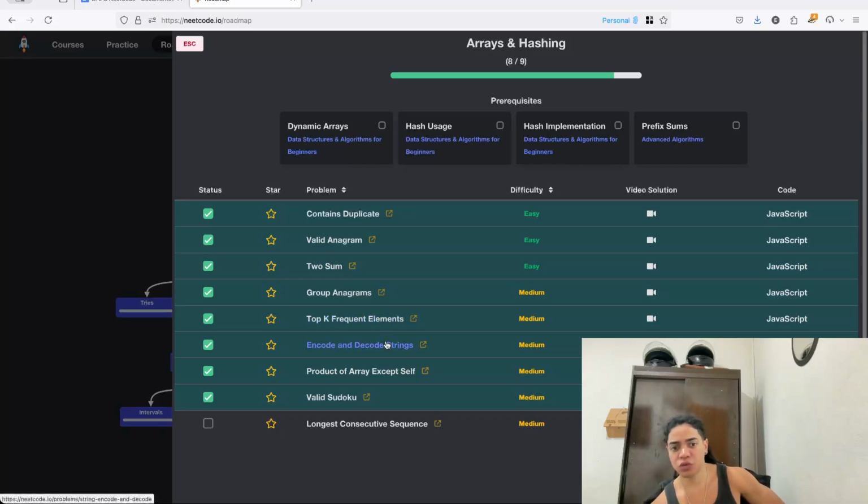and get that. Similar to encode and decode, as a way to see how you can put some data inside of your string to encode that, and when you need to decode that, how you read that data to extract it out of the string. That's interesting. Product of array except self is something quite interesting as well, as a way to have a prefix and a postfix. Valid Sudoku is to see how you can use a matrix as a way to represent an index in a matrix. And then we look at the longest consecutive sequence, which is something that we're going to do today.